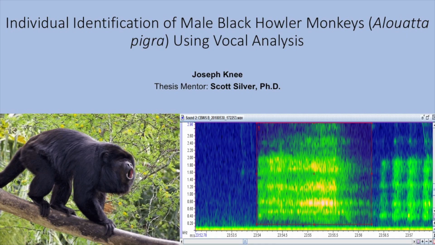Accurate surveying is an essential tool for wildlife conservation, but some species like the black howler monkey are especially difficult to survey because of their arboreal and sedentary lifestyles. However, they are well known for their loud vocalizations. So I studied their vocalizations using a passive acoustic monitoring system and determined that certain characteristics, such as the maximum frequency of the howls, can be used to identify individual males in 5 different troops.